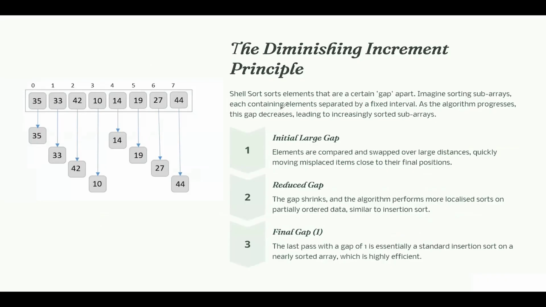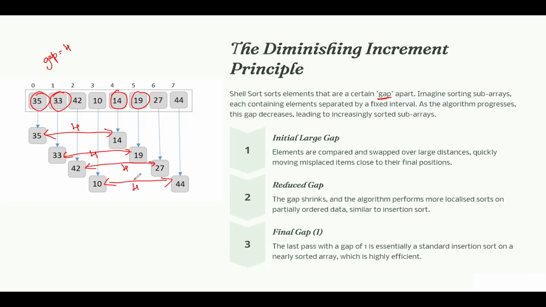Shell sort sorts the elements that are a certain gap apart. Imagine sorting subarrays, each containing elements separated by a fixed interval. Now, what is the meaning of that? Suppose I'm taking the gap as 4. So this is the zeroth element, 1, 2, 3, 4. Next, I will be comparing 35 and 14. So the gap here is 4. Next, 33 will be compared with 19. Once again, as you can see, the gap is 4 here. 42 will be compared with 27 and 10 will be compared with 44.